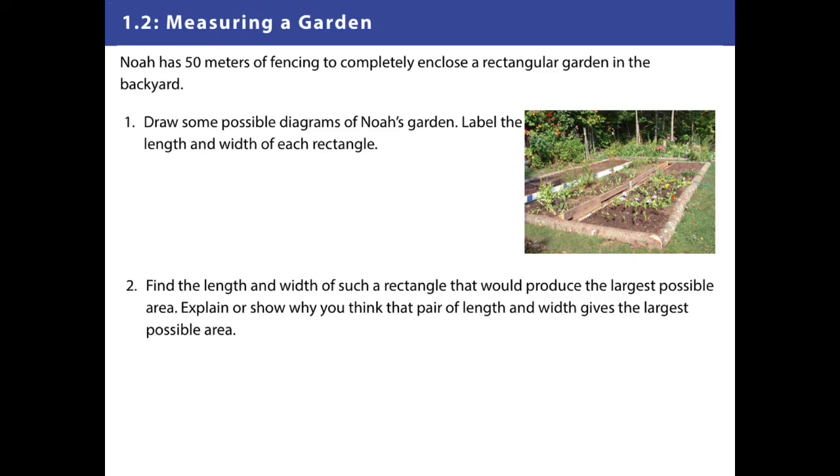Here we are looking at example 2. So Noah has 50 meters of fencing to completely enclose a rectangular garden in the backyard. Draw some possible diagrams of Noah's garden. Label the length and width of each rectangle.